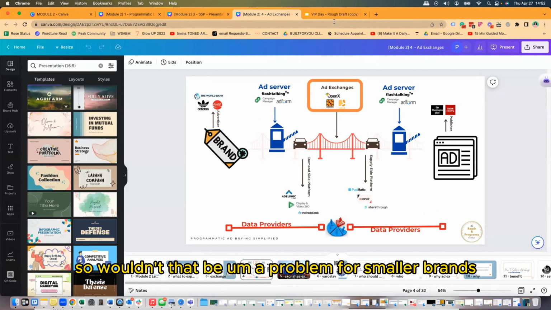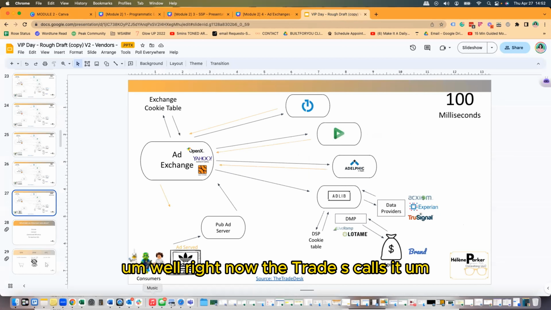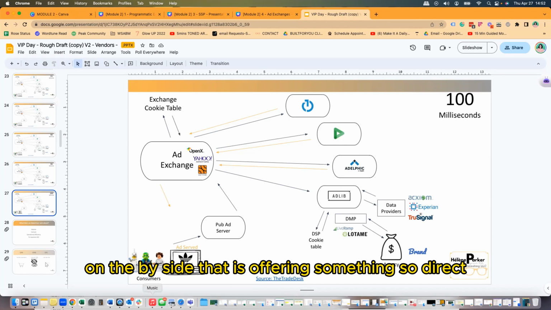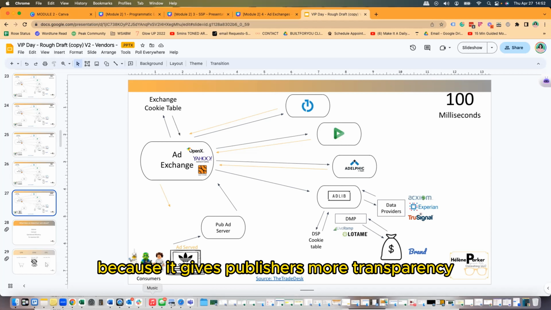So wouldn't that be a problem for smaller brands? Well, right now the Trade Desk calls it a test, right? So not everybody has access to OpenPath. The Trade Desk is one of the only DSPs, so on the buy side, that is offering something so direct for their advertisers. And publishers are really excited about it because it gives publishers more transparency.